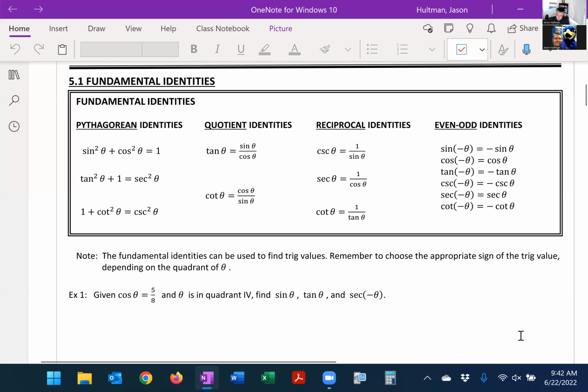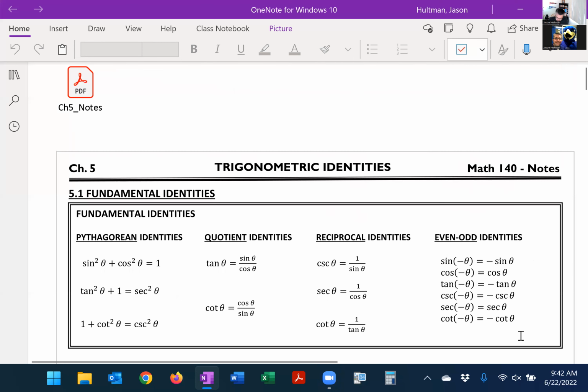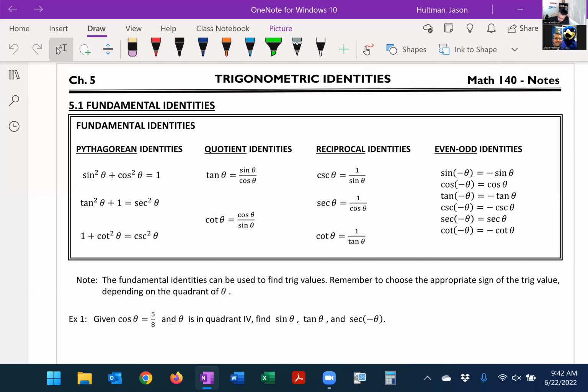Okay, fundamental identities. We have Pythagorean identities. Sine squared plus cosine squared equals 1. Tangent squared plus 1 is equal to secant squared. 1 plus cotangent squared is equal to cosecant squared. Quotient identities: tangent theta is equal to sine theta over cosine theta.